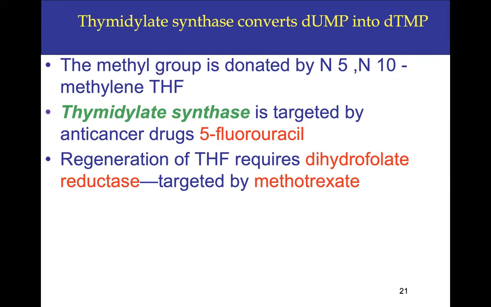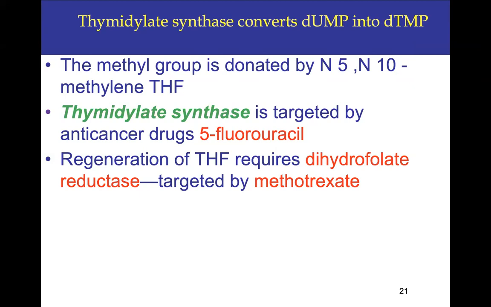So another important aspect is that this tetrahydrofolate also requires dihydrofolate reductase. Remember we covered this in the previous lecture. Dihydrofolate reductase is targeted by methotrexate, which prevents the conversion of folate into tetrahydrofolate. So this whole process actually can be affected by both drugs, 5-fluorouracil and methotrexate. Both of these are anti-cancer drugs, but they act in different places, basically.